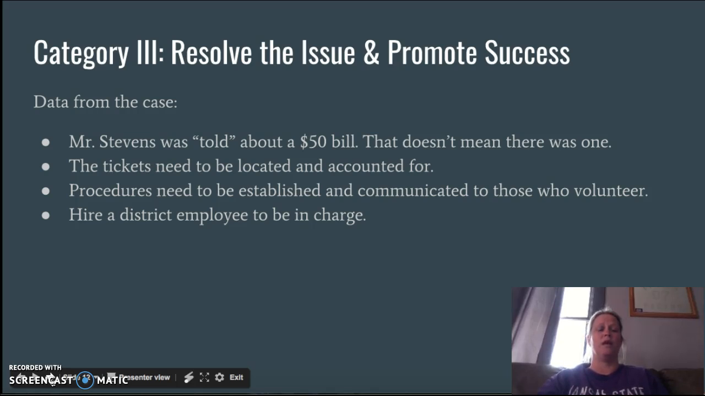Data from the case, when we look at resolving the issue and promoting success: Mr. Stephen was told about a $50 bill. That doesn't mean there was one. Anybody can come in and say this, this, and this, but just going off of hearsay really does not reflect sometimes what really happened. The tickets need to be located and accounted for. Procedures need to be established and communicated to those who volunteer. And again, I stress hiring a district employee to be in charge of those things.